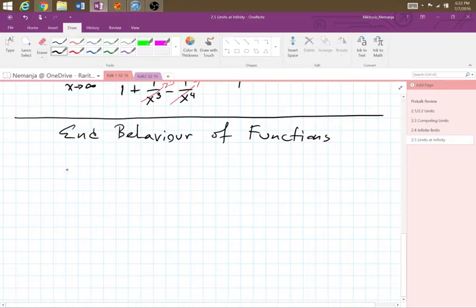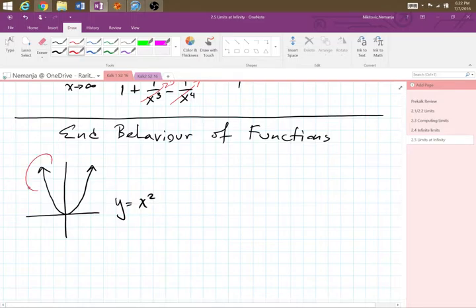So to understand the end behavior, I mean, you did this in pre-calculus, so you should know what it is. You look at it this way, let's say for y equals x squared, and the end behavior is talking about these two behaviors here. So you see that this behavior is explained as limit as x goes to infinity of x squared is positive infinity. So this is the mathematical notation which explains that particular behavior.